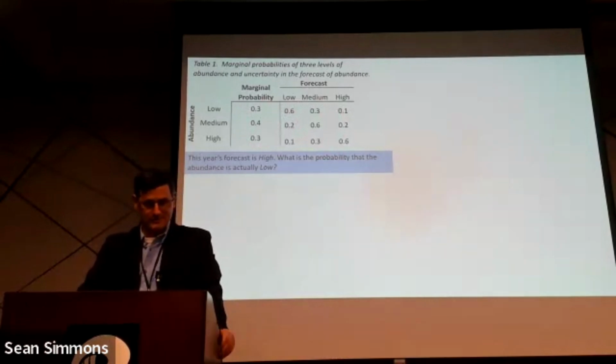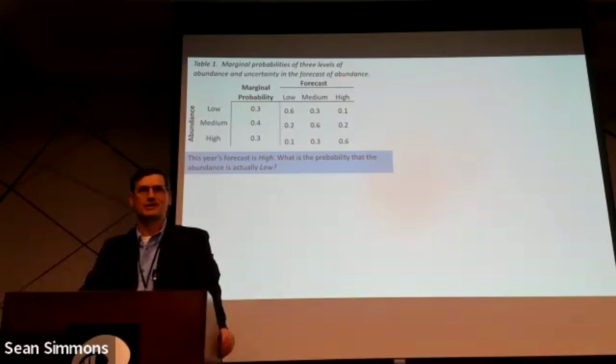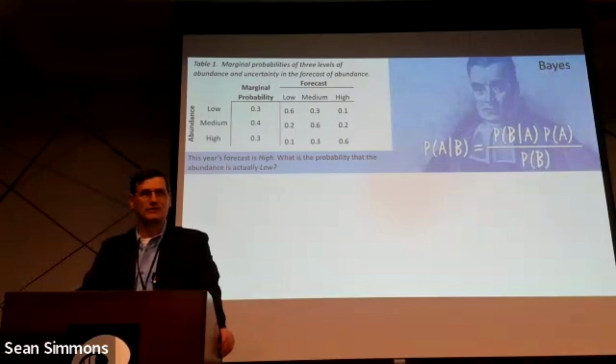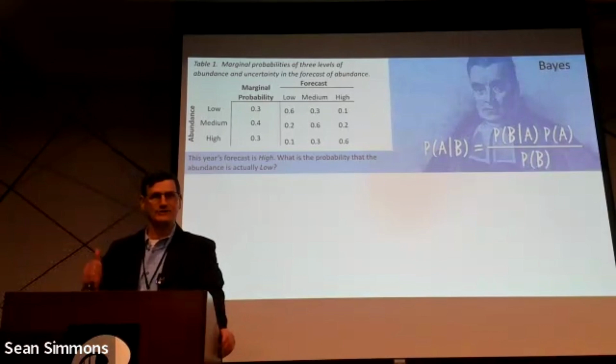So what's the probability that the abundance is actually low, given that the forecast is high? Is there a genius in the room? I feel like you kind of have to be that, but there is an answer to this question, and it's really just kind of arithmetic. So I'm going to get right to the punchline on this. Thomas Bayes figured this stuff out. So if we use Bayes' theorem, we can arrive at an answer to this question using just arithmetic.